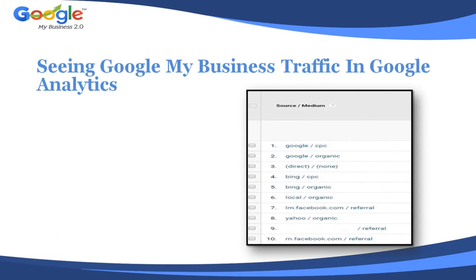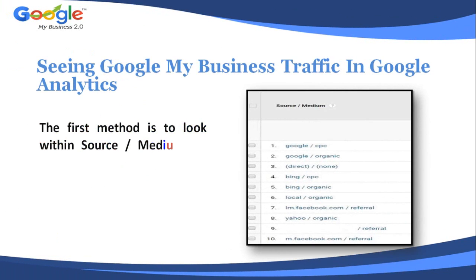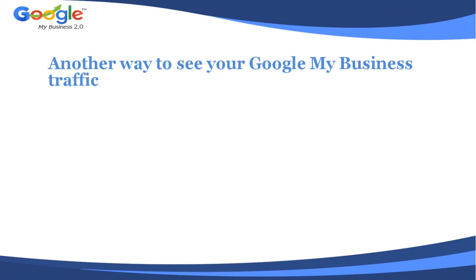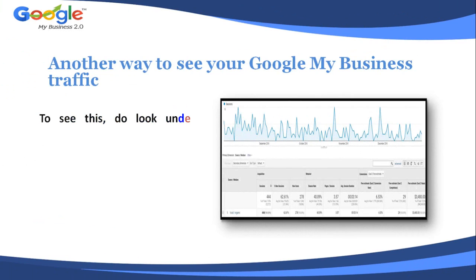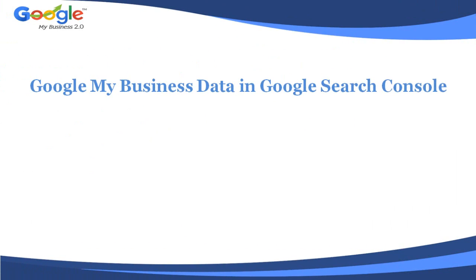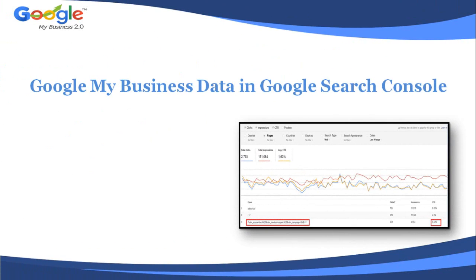Seeing Google My Business traffic in Google Analytics. The first method is to look within Source, Medium. To get here, simply go to Acquisition, All Traffic, Source, Medium. Another way to see your Google My Business traffic is to look under Acquisition again, then Campaigns, All Campaigns. This will display the following screen.